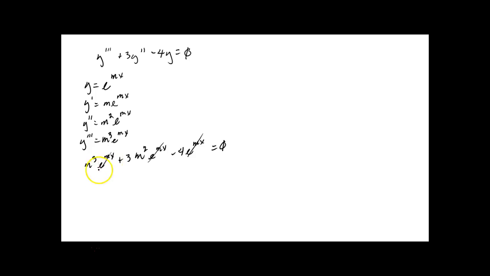That gives you your auxiliary equation: m cubed plus 3m squared minus 4 equals 0. Now, an observation here. This is not a quadratic anymore, so we can't go straight to the quadratic formula or anything else. And that is going to be very difficult to try to factor because it's a cubic.